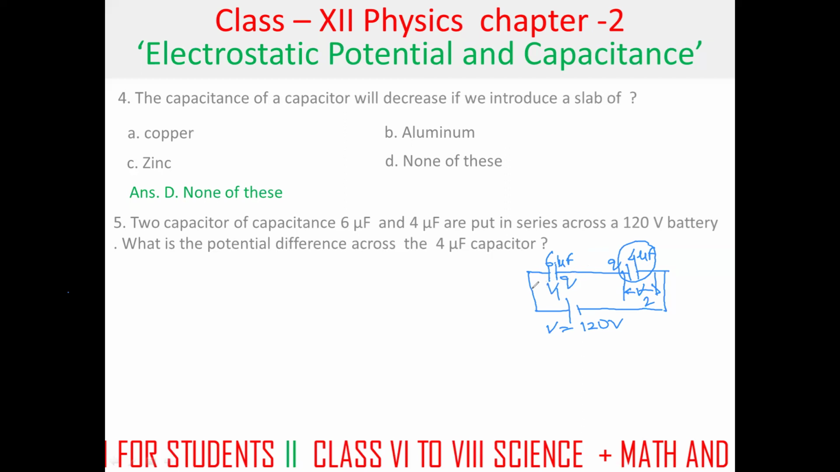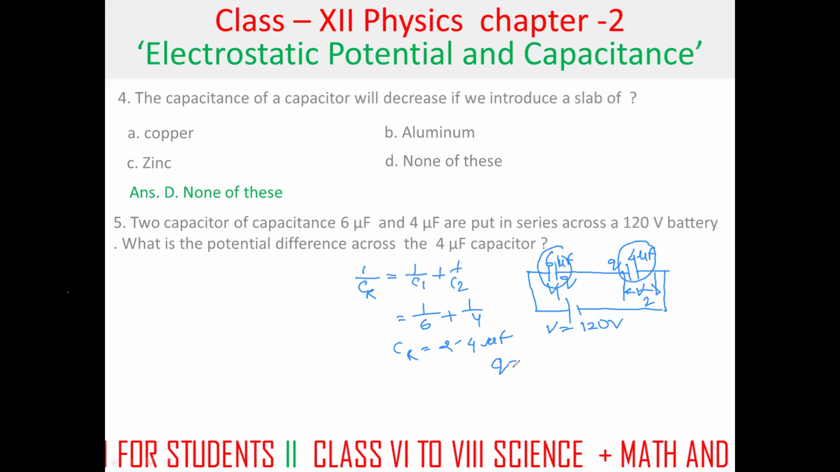So to find the charge, I need the equivalent capacitance of these two capacitors connected in series. How? In the case of series, the resultant capacitance is given by 1 by C equals 1 by C1 plus 1 by C2. So here 1 by 6 plus 1 by 4. Upon calculation, C equivalent, or C resultant, is coming 2.4 microfarad.